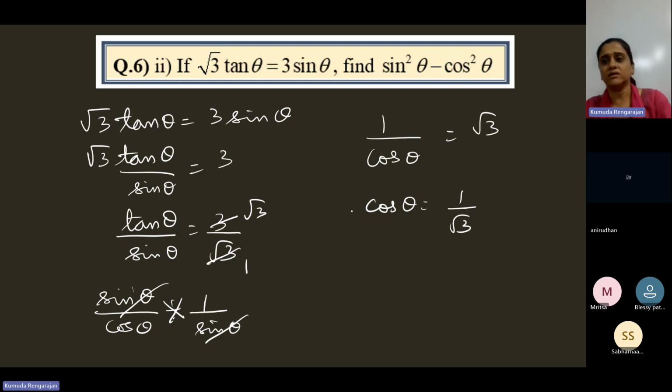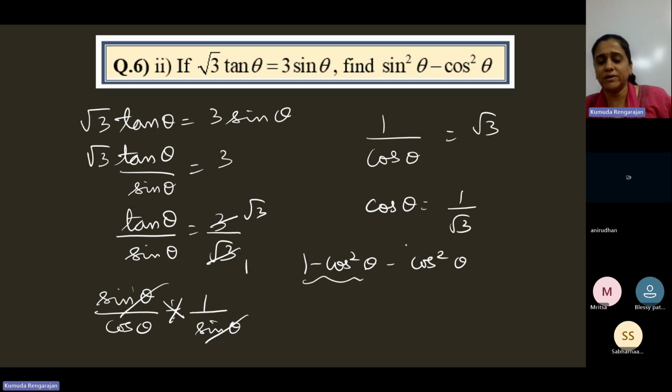So you can use a triangle. You can use a triangle and find sine theta. You know cos theta. You can put this information in a triangle and find sine theta, then sine square theta, and evaluate. Or what you can do is, what is sine square theta? 1 minus cos square theta. We'll have to find sine square theta minus cos square theta, right? What is sine square theta? 1 minus cos square theta.